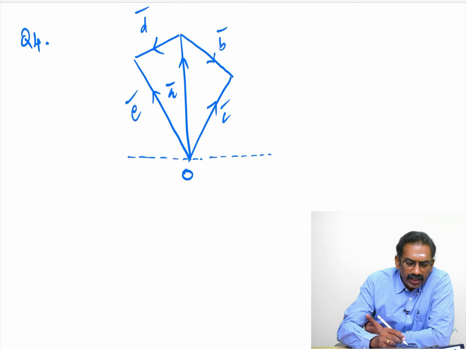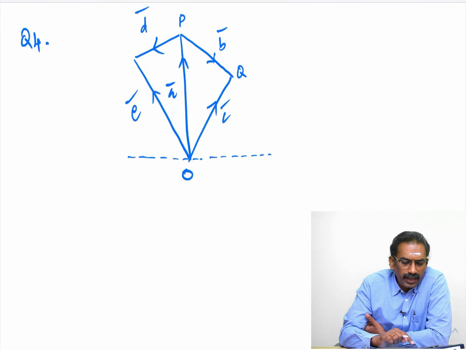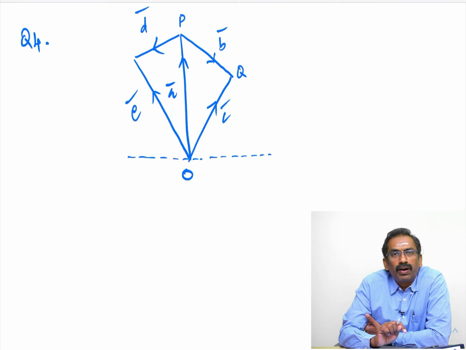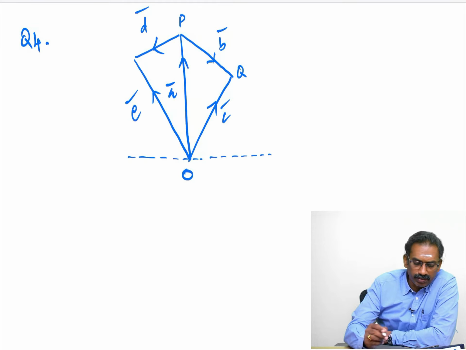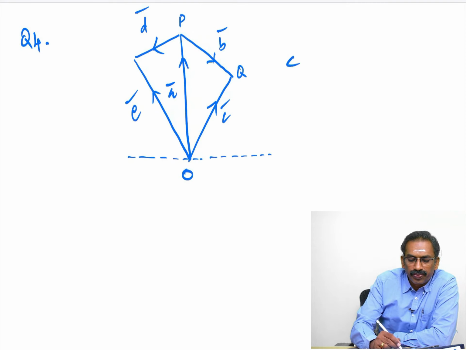So, you see this triangle OPQ. In OPQ triangle, OP and PQ are the two sides of the triangle. Two vectors a and b are represented by these two sides of the triangle. Therefore, c vector must be the sum of a vector and b vector. This is what we concluded from the diagram. C vector is equal to a vector plus b vector.